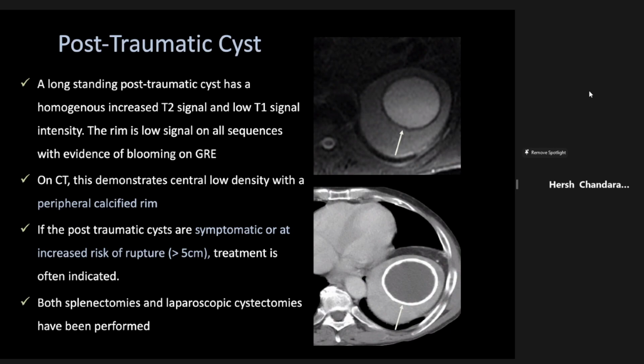This is characteristic, again, similar to a simple cyst or endothelial cysts. Those are not treated unless symptomatic or large, putting the spleen at risk of rupture. If they are larger than 5 centimeters or symptomatic, then they can do cystectomy for these cysts. Okay.